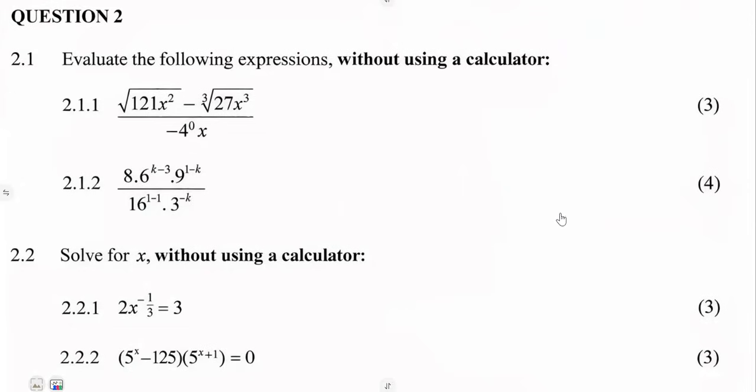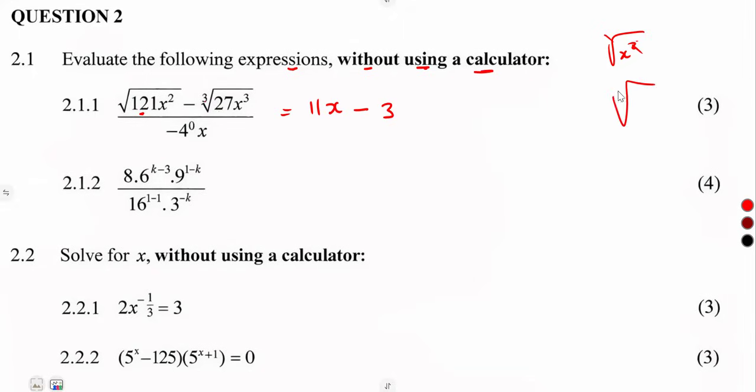All right, question number 2, evaluate the following expressions without using a calculator. No calculators, guys. All right, so 2.11. We can simply just work it as it is here. The square root of 121 is 11. And the square root of x squared, remember the square root and x squared neutralize, so you're going to remain with x minus the cube root of 27, that's 3.